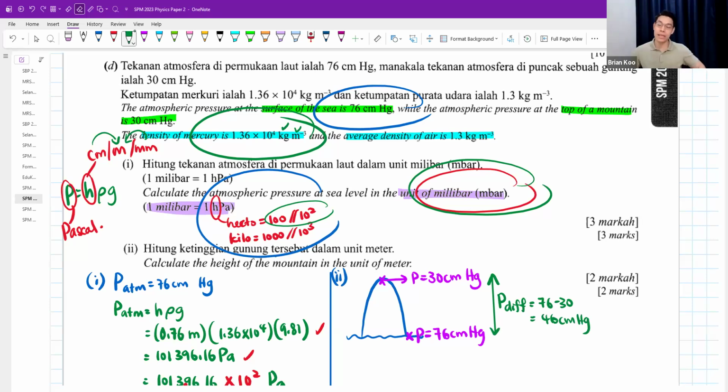Now your next job is to change this pressure difference to a height difference, but I want it in meters of air. If you can get this answer, you are done already. This is the answer I want.